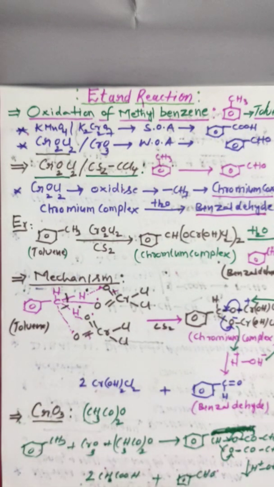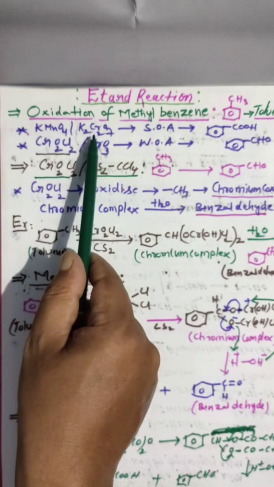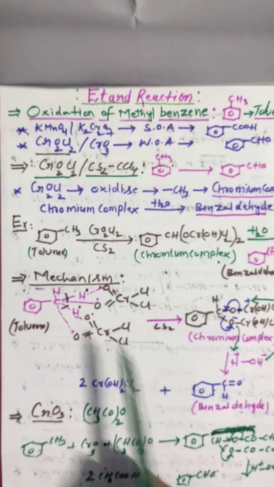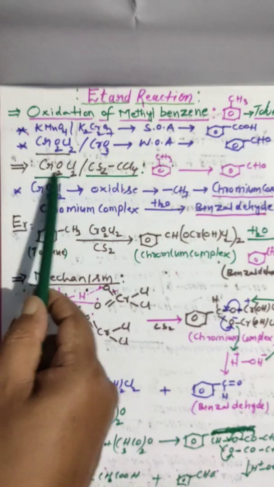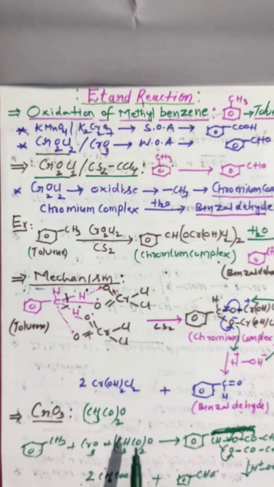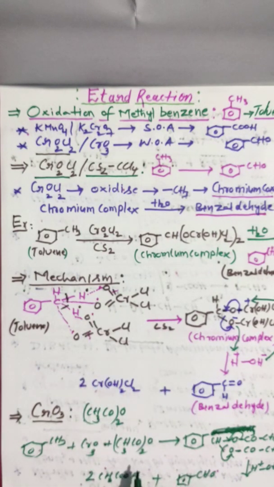Same mechanism here also. Here chromic oxide is the oxidizing agent and acetic anhydride is the solvent. So you should not use KMnO4 or K2Cr2O7. Further, this will be oxidized, giving benzoic acid. That's why in the Etard reaction, chromyl chloride in the presence of carbon disulfide is used, and in another method, chromic oxide in acetic anhydride. Same mechanism. So like this you practice the mechanism, you will get the idea.